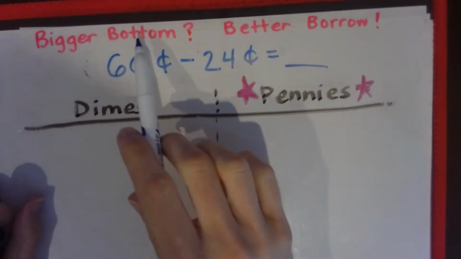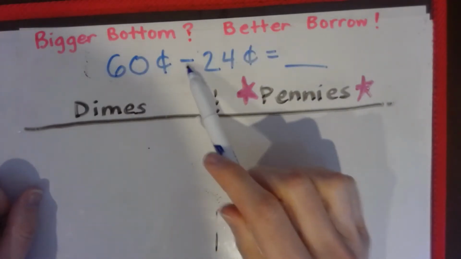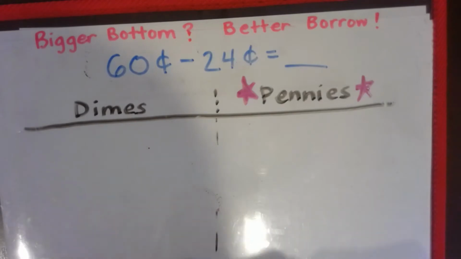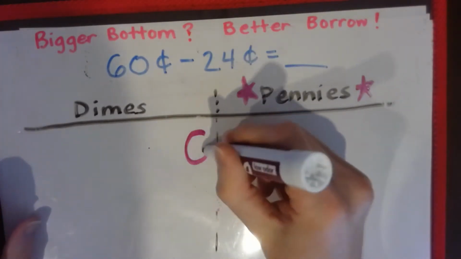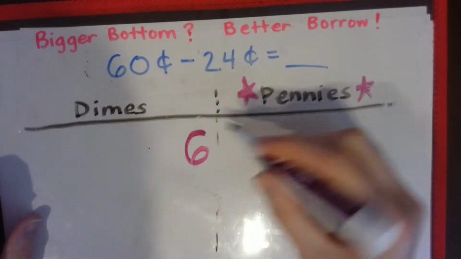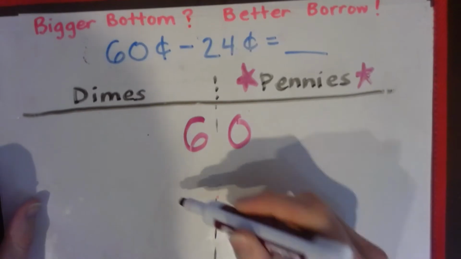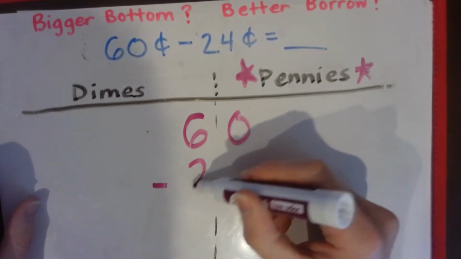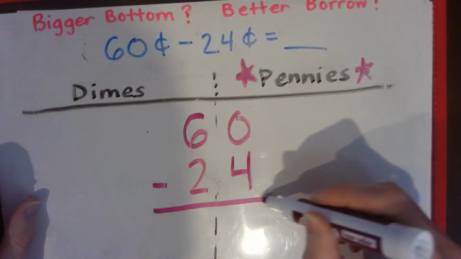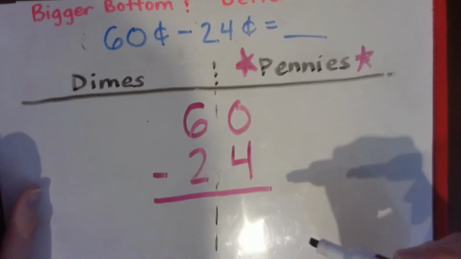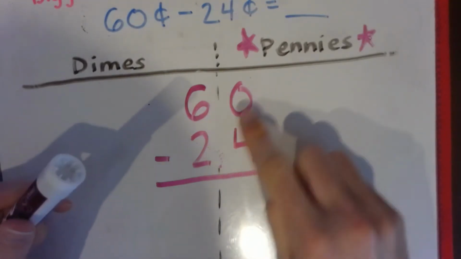So again, bigger bottom, better borrow. We have 60 cents minus 24 cents. So here's how we'll write that. 60, we have 6 on the dime side, minus 24. Would you like to do this one with me? Alright, so 60 minus 24.